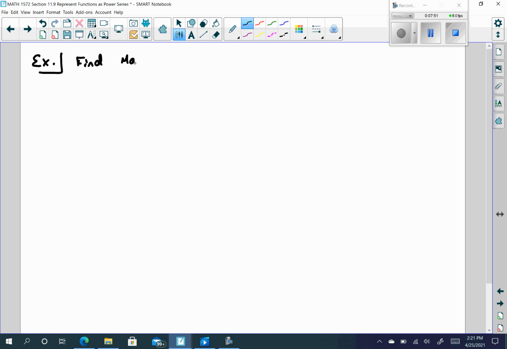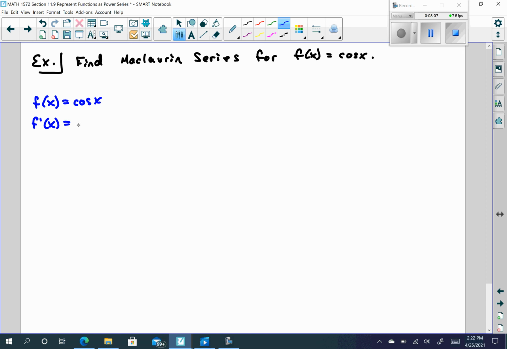Again, let's find the Maclaurin series for f of x is equal to cosine x. So let's start: f of x is equal to cosine x. Our first derivative would be negative sine x. Our second derivative, now we would have negative cosine x.